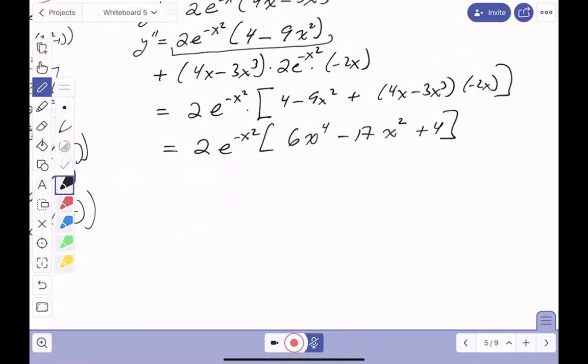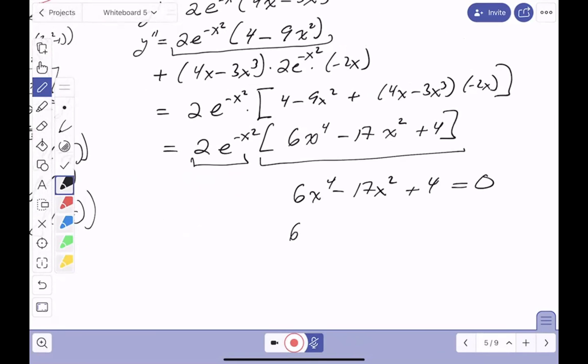So what do I got to do? This is the tough part. I got to find the zeros now. So I know this part's never 0. It's always a positive number, by the way. It's this thing. It's a 4th degree polynomial. So let's write this down. 6x^4 minus 17x squared plus 4 equals 0. I'm going to write this as 6u squared minus 17u plus 4 equals 0. And I want to see if I can factor it. All right, let's see if we can do that.